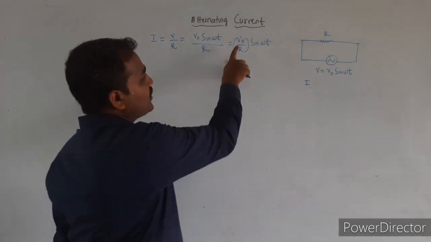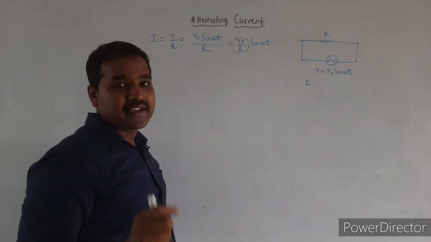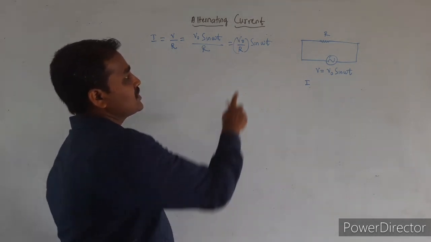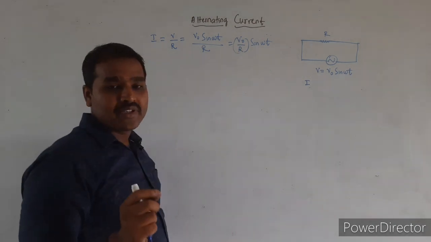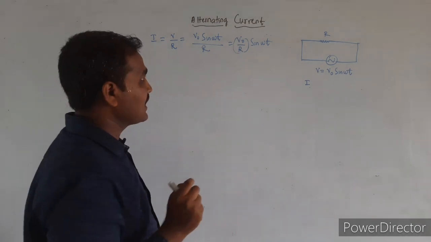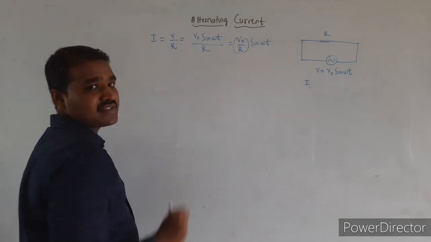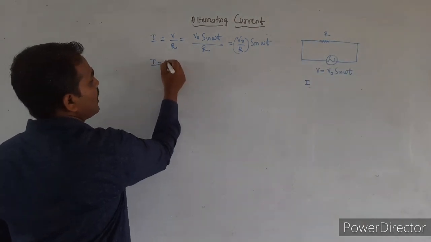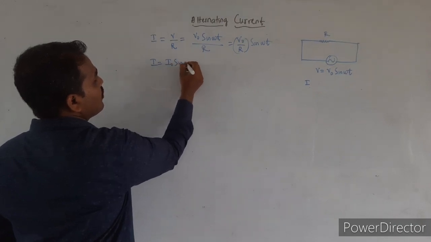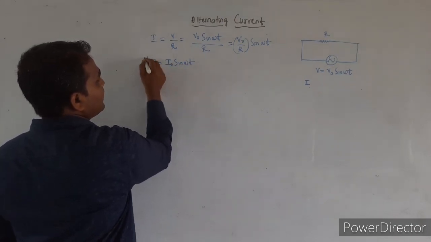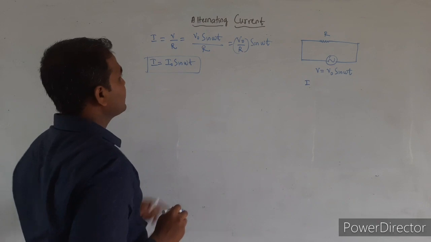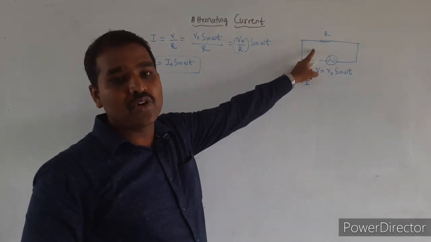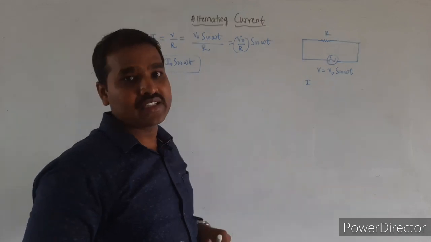What is this V naught divided by R? V naught is the maximum voltage and R is the resistance of that resistor. So V naught divided by R will give me the peak value of electric current. Voltage divided by resistance will give me the value of current. So that value of current is equal to what? I is equal to I naught sin omega t. So this is the equation for electric current when we have a pure resistor in the circuit, nothing other than a pure resistor.